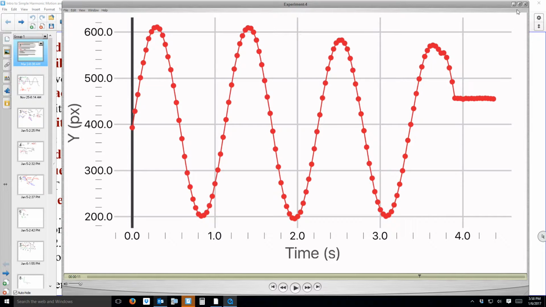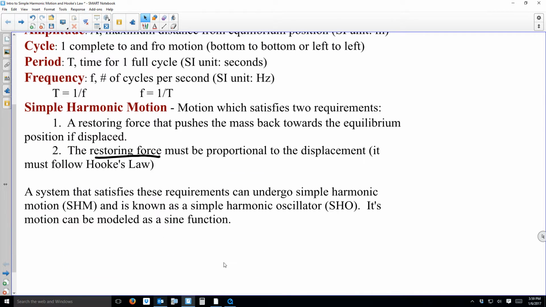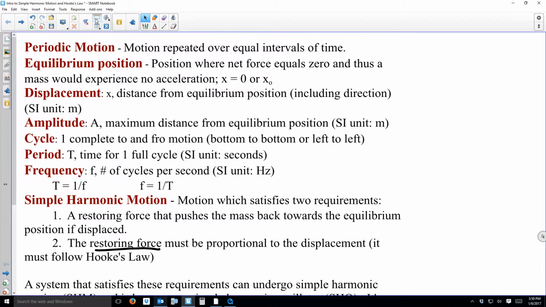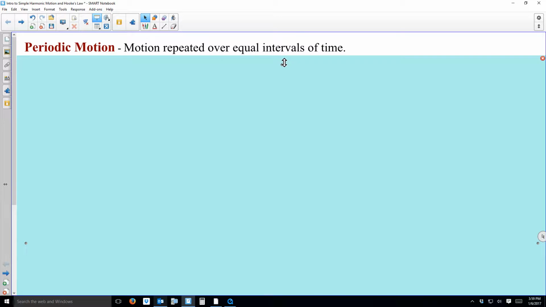This is what we call periodic motion. And we're going to get more specific about it as we go. But for now, it is just considered periodic motion. We're going to start there. And that's just motion that is repeated over equal intervals of time.